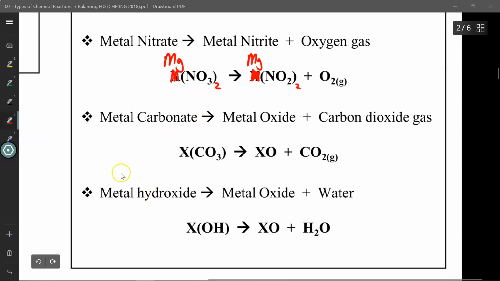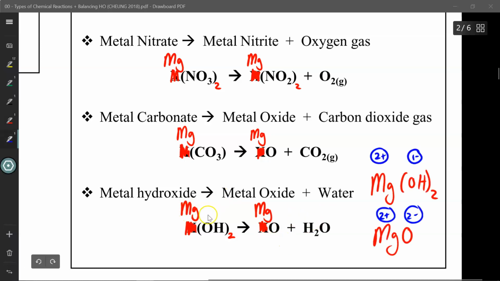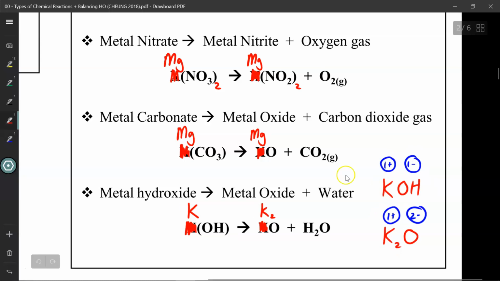Alright, now the other two also have similar patterns, except the carbonate will decompose into metal oxide and carbon dioxide gas, while metal hydroxide will decompose into metal oxide and water. So whatever metal you use here is the same metal that will pop up over here. Just remember to follow the zero sum rules and you're good to go. So in this case, magnesium hydroxide would have to be Mg(OH)2 and the magnesium oxide would just be MgO in order to follow the zero sum rules. Meanwhile, if we had changed it to potassium, it would just be KOH here in order to zero sum, but this one would have to be K2O in order to zero sum.